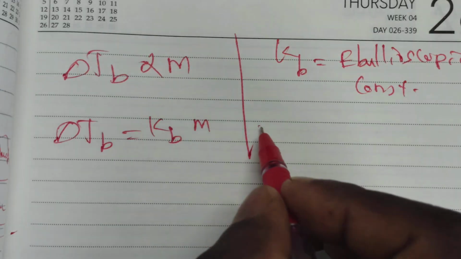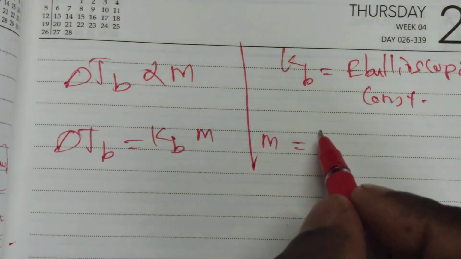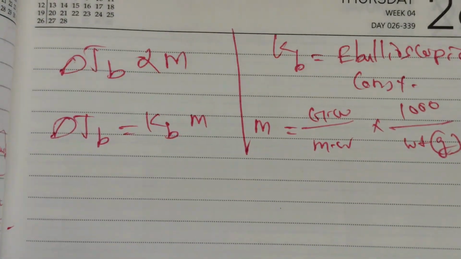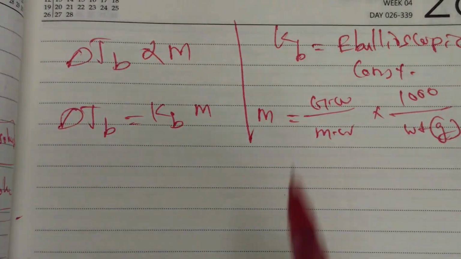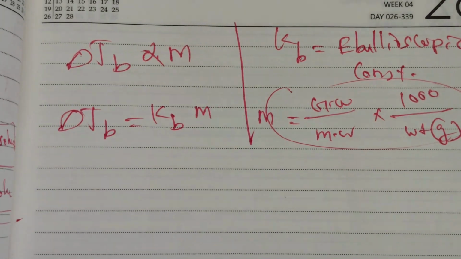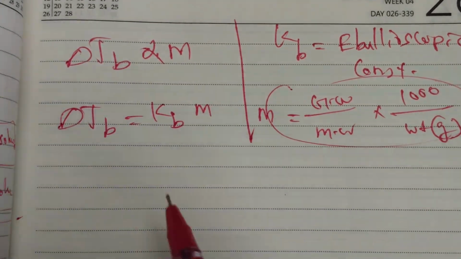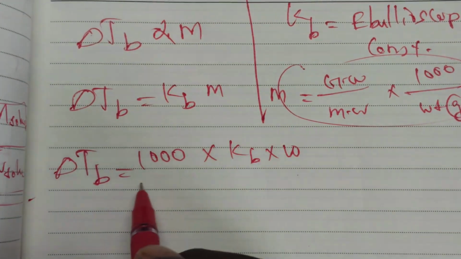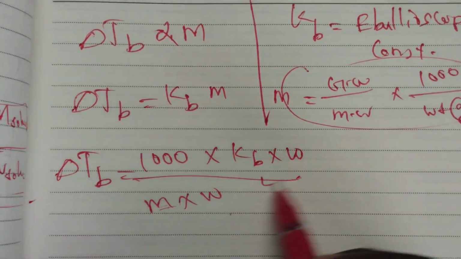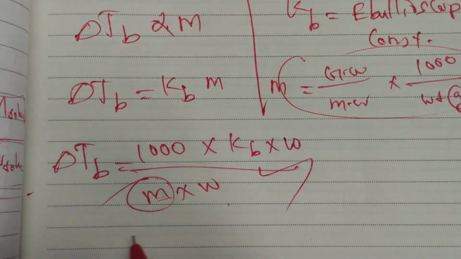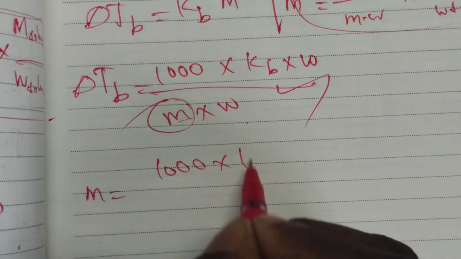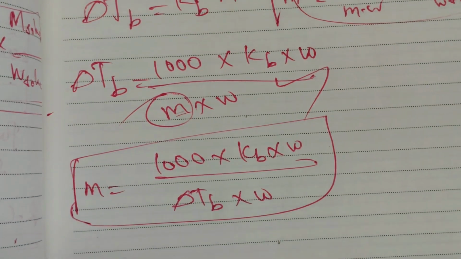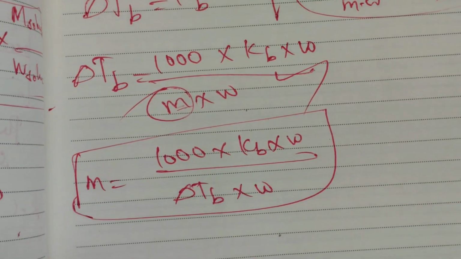We already studied the molality topic. The molality is equal to given weight divided by molecular weight into 1000 divided by the weight in grams of the solvent. We can introduce this molality formula here, and we get the rearranged formula. Then delta TB is equal to 1000 into Kb into small w divided by m into W. If you need the value of m, m is equal to 1000 into Kb into w divided by delta TB into W. This is the formula. It is a most easy topic, and this formula is enough for the calculation.